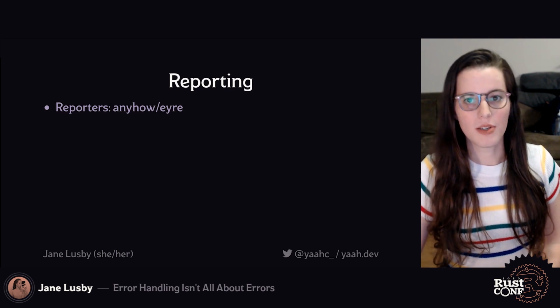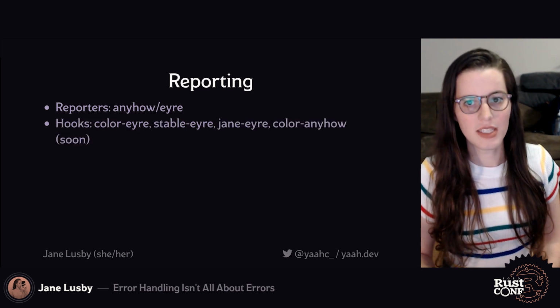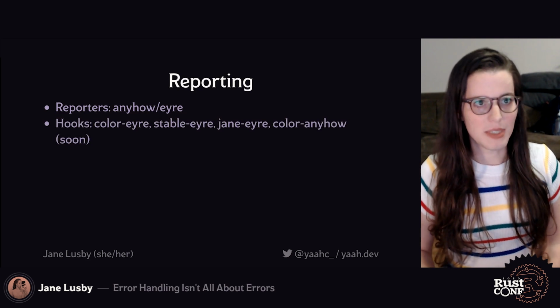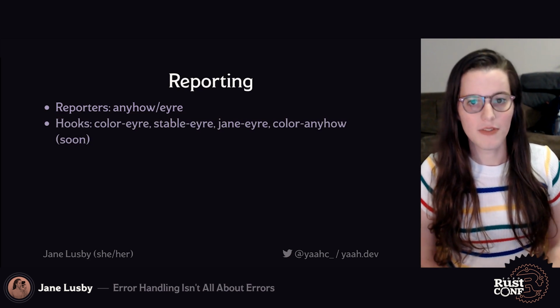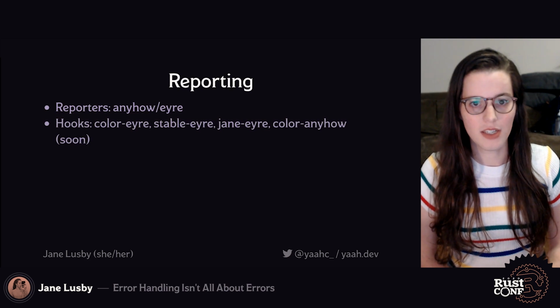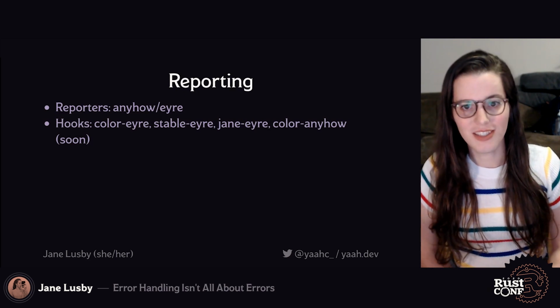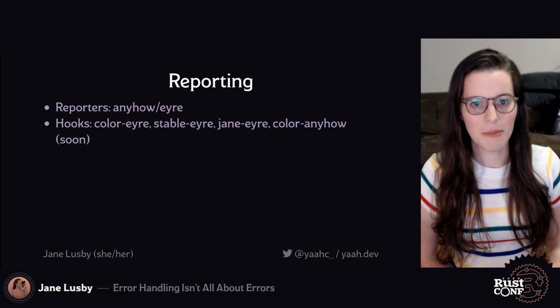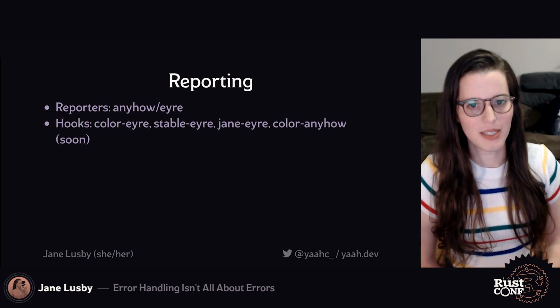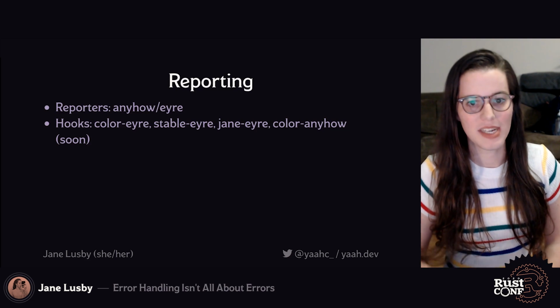For customizing these reporters though, there are a couple of hook libraries I've written. Color error, you're already familiar with. Stable error provides identical features to the default error hook provided in error, but using backtrace-rs backtrace instead of the standard library's backtrace, so it works on stable. Jane error is just a re-export of color error, but I think it's worth mentioning just for the fun, given that it's the reason I named my library error.